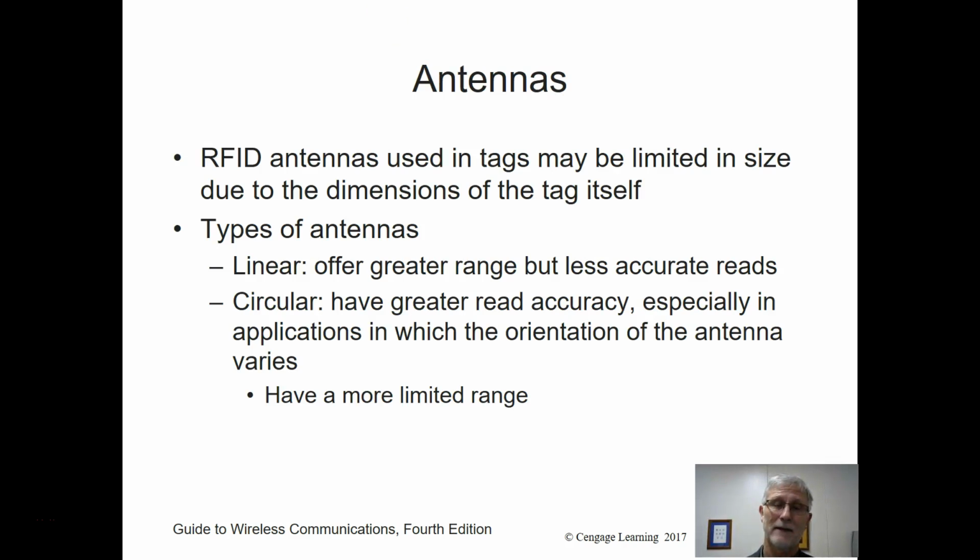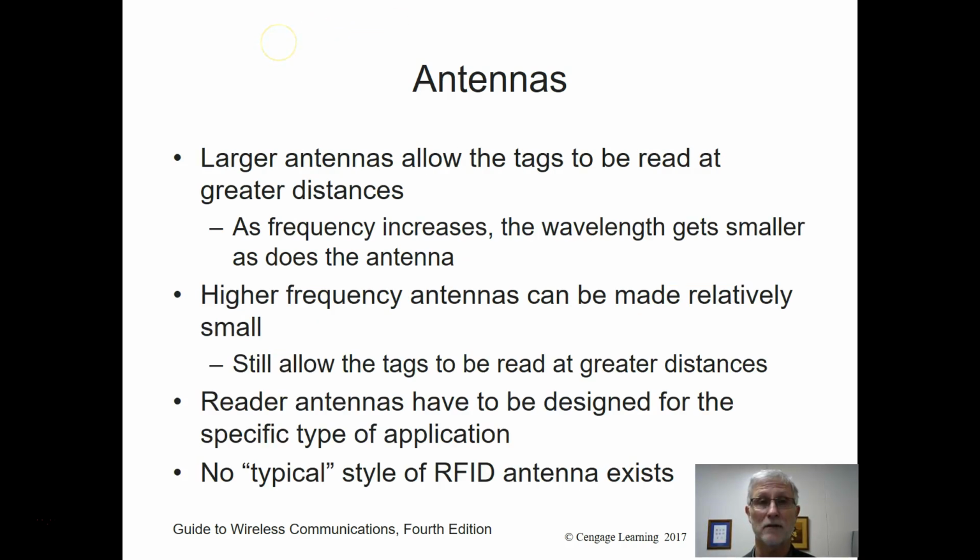Now, as with any wireless device, you got what? I have to have an antenna. RFID antennas are used in the tag itself. Now, granted, they're limited in how big they are based on the size of the tag. Now, there's basically two types. There's a linear and a circular. The linear gives you a greater range, but your readings are less accurate. Circular, you get a more accurate read, but it has definitely a more limited range.